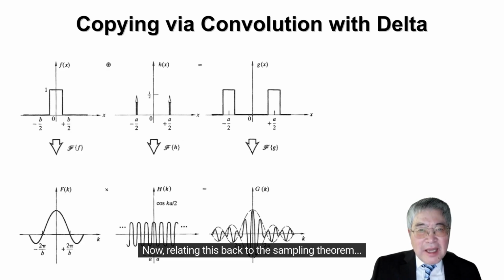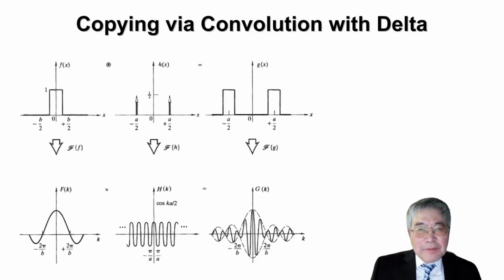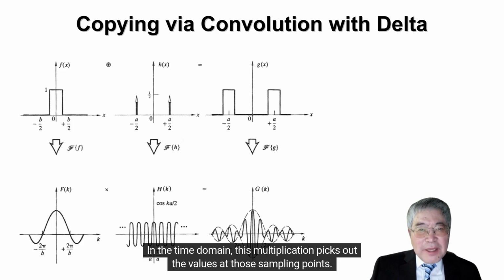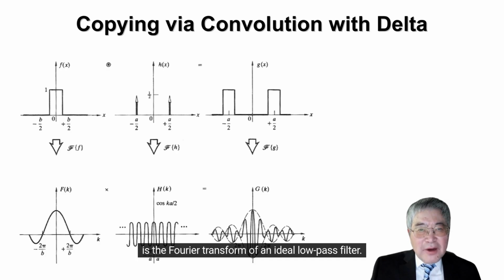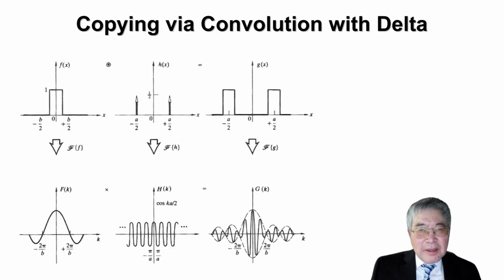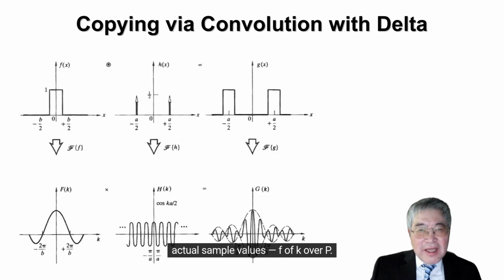Now, relating this back to the sampling theorem, when we sample a continuous signal, we are essentially multiplying it by a train of delta functions. In the time domain, this multiplication picks out the values at those sampling points, but in the frequency domain, it leads to repetitions, or aliases, of the original spectrum. And when we reconstruct, we don't use the simple rectangle anymore. Instead, we use the sinc function, which is the Fourier transform of an ideal low-pass filter. But the principle is the same. The delta functions trigger copies, and these copies are scaled by the actual sample values, f of k over p.